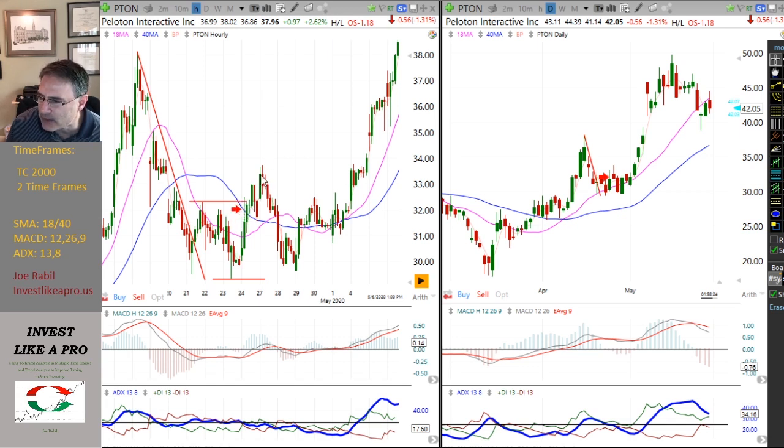And what happened, it rallied up and then it turned on a dime and it started to move down. At this point here, where we were breaking the 18 and breaking the 40 and we were breaking the prior low, this little low that was made right here, you have a decision to make.